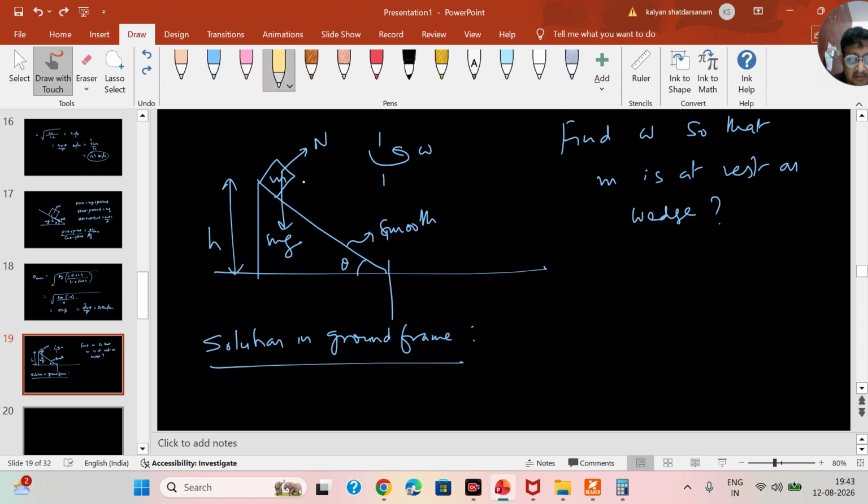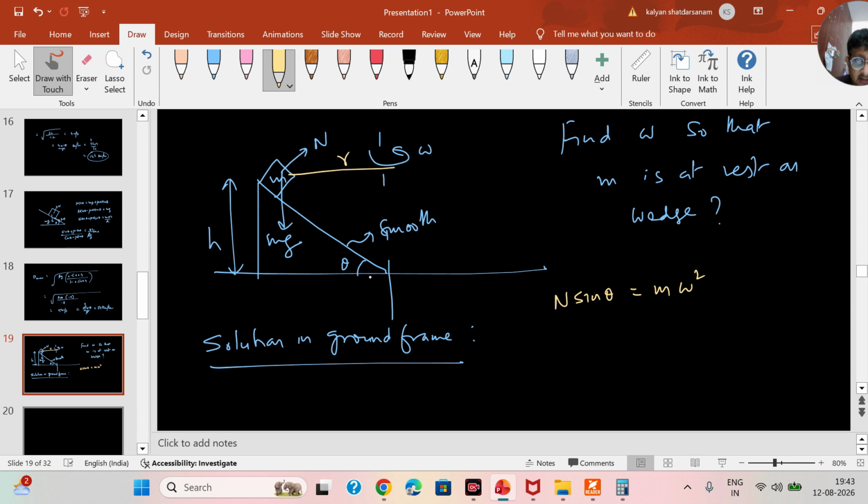So as I increase omega, this horizontal component of N will increase, and at some point N will take such a value where its vertical component is also balancing mg. If N is small, then the vertical component may not balance mg. So I am increasing N by increasing omega. If I apply Newton's laws in the horizontal direction, N sin theta is mass into acceleration, m omega square r. This is the radius.